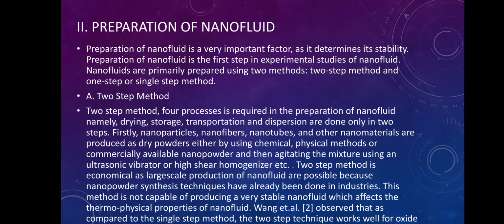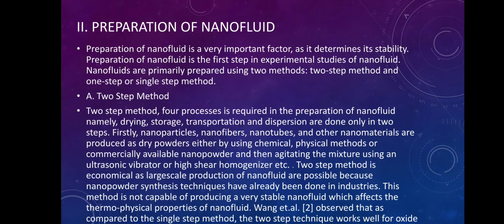Nanofluids are primarily prepared using two methods: the two-step method and the one-step or single-step method. Two-step method. In the two-step method, the four processes required in the preparation of nanofluid, namely drying, storage, transportation, and dispersion, are done in only two steps. Firstly, nanoparticles, nanofibers, nanotubes, and other nanomaterials are produced as dry powders, either by chemical or physical methods or as commercially available nanopowder, and then the mixture is agitated using an ultrasonic vibrator or high shear homogenizer, etc.